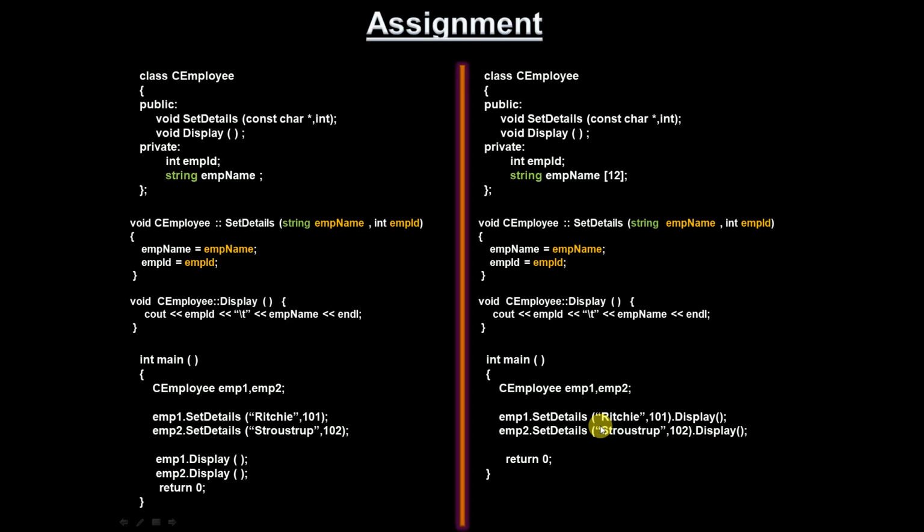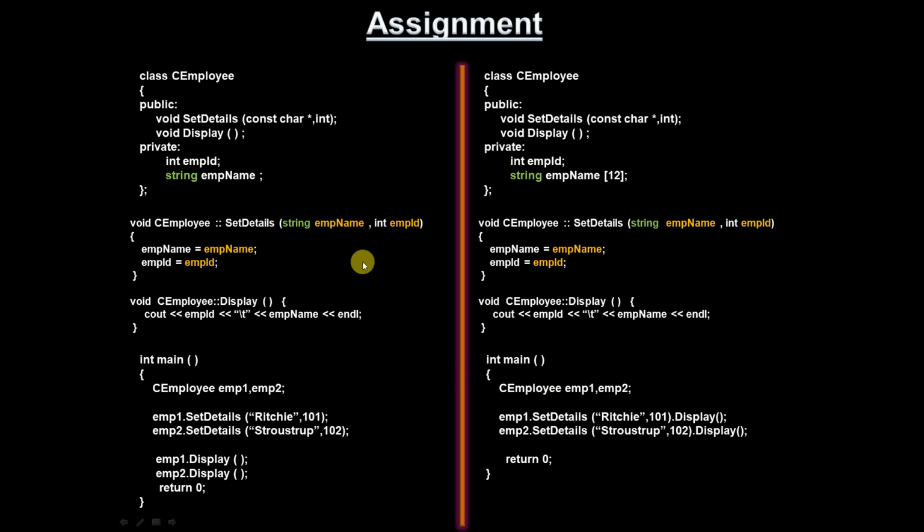In the previous session, we saw the this pointer, and I also gave one assignment with respect to it, where I modified the setDetails argument names from name to empName and ID to empID, and asked you to check whether the program is working or not. There is also something like function concatenation. Instead of calling the setDetails and display functions separately, I am calling them in a single line. So I asked you to check this.